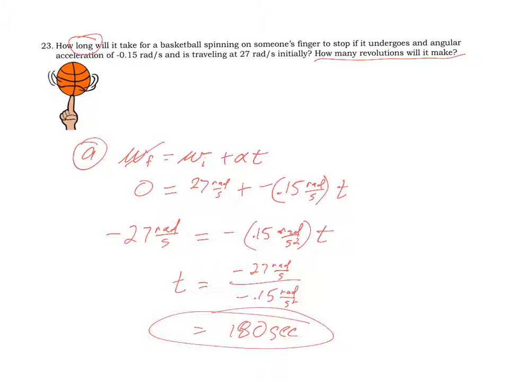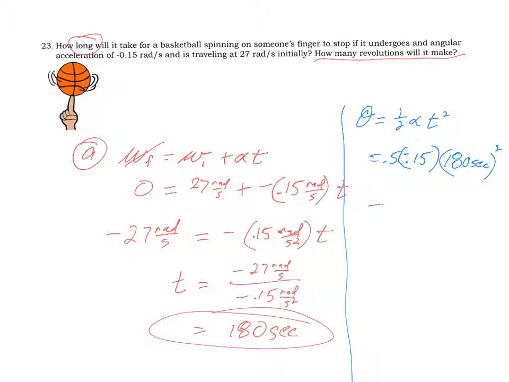Alright, I'm going to do that second one over here. We need to know how many revolutions. Well, I'm going to go this route first, then we'll convert. And 0.5, so 1/2 AT squared. Remember that back in the day? And my A wasn't 0.15, but it was negative. My time is 180 seconds, which will be squared. So I'm going to find radians, then I'm going to convert to revolutions.